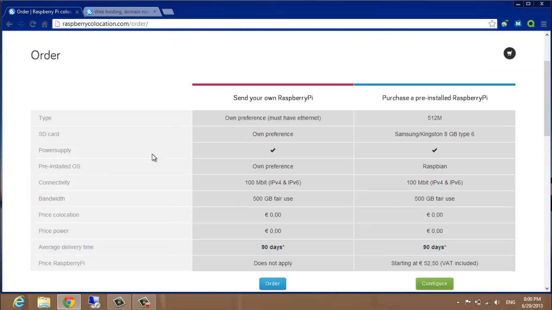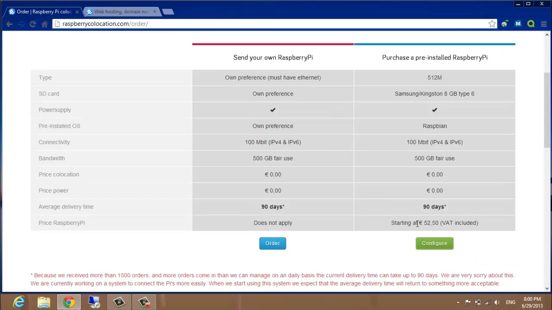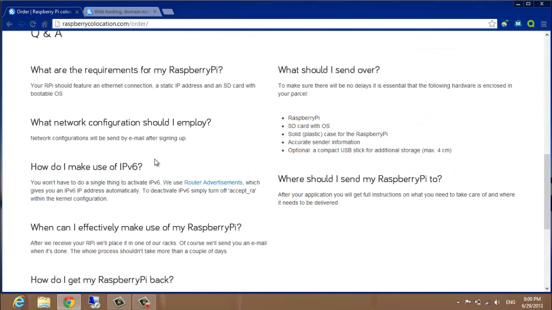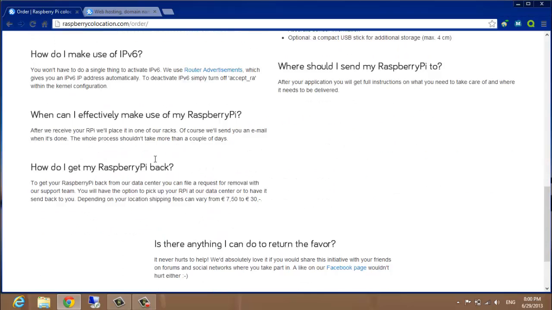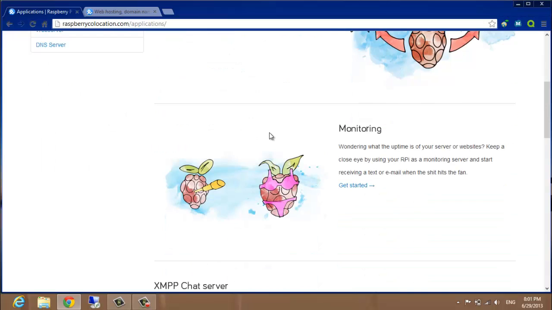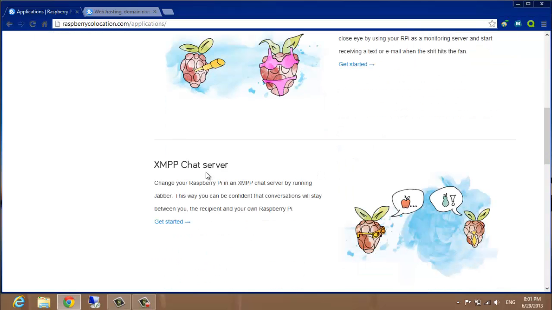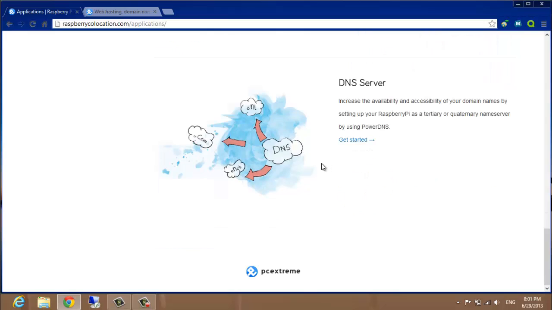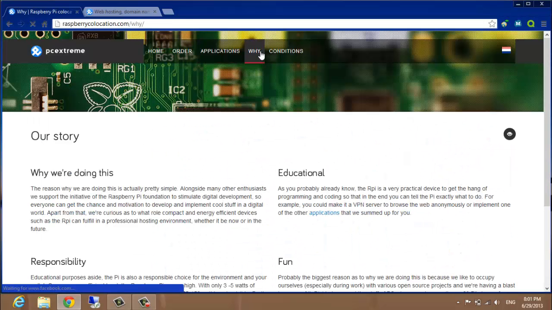Okay, so there are two options. You can buy a pre-purchased, pre-installed Raspberry Pi, which starts at 52 euros, VAT included, or you can send your own one in, which is free. There's a question and answers section, so lots of really interesting information and applications. Here are a couple of things they suggest: a mail server, monitoring, an XMPP chat server, a VPN tunnel, a web server, a DNS server. Some really interesting ideas there.